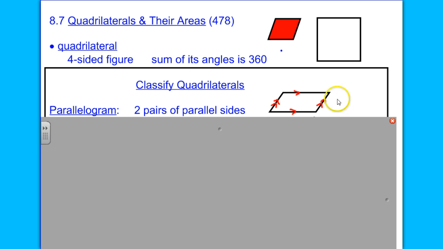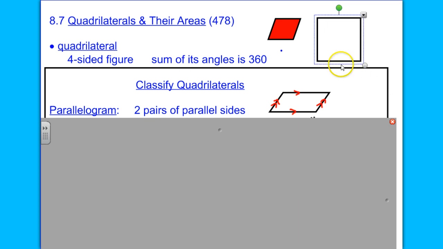And we show that the sides are parallel using these little arrows. So the 2 sides that have 1 arrow are parallel, and the 2 sides that have 2 arrows are also parallel. So the whole thing is a parallelogram. So the next type of quadrilateral is a parallelogram that has right angles. So what do we call all parallelograms that have 4 right angles?